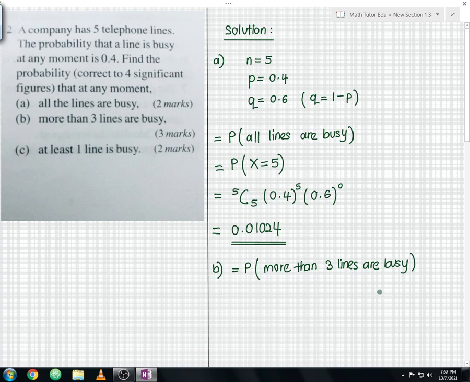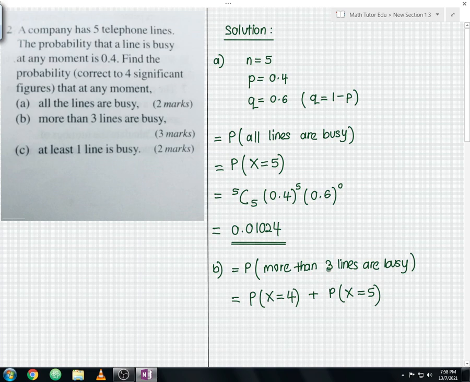Close bracket. From here, you need to find the numbers which are more than 3, and they must fall within the number of trials. In this case, you can have 4 telephone lines busy or 5 telephone lines busy. So P(X = 4) plus P(X = 5). Some of you may ask me, why don't you include the number 3 here?